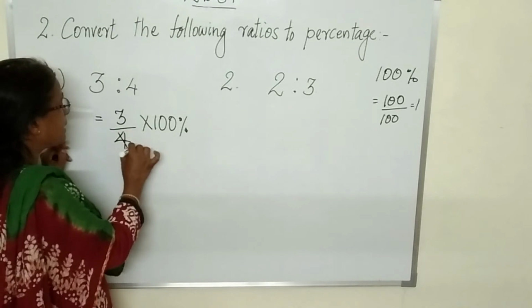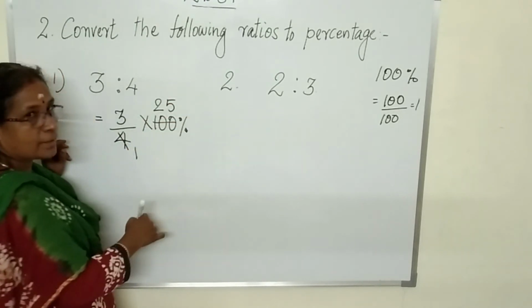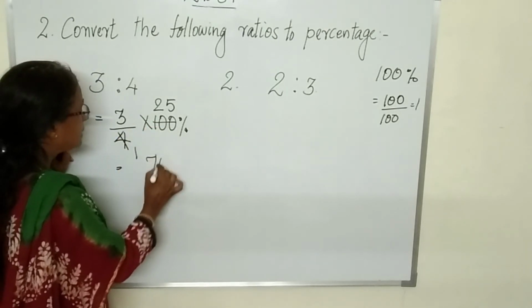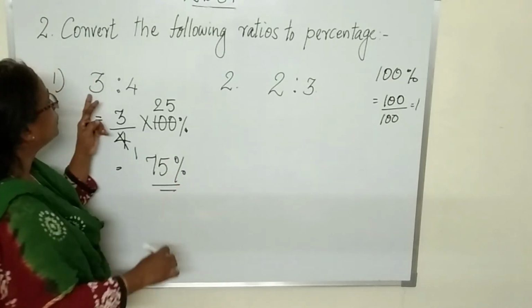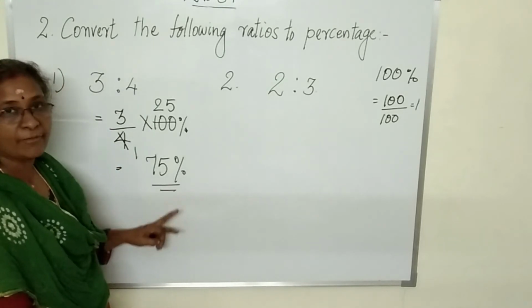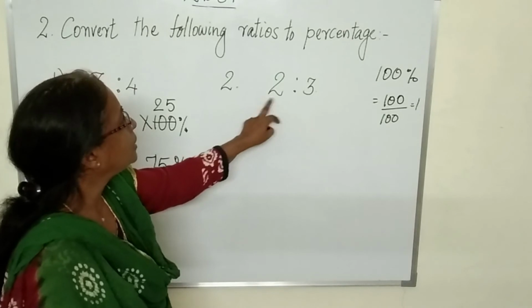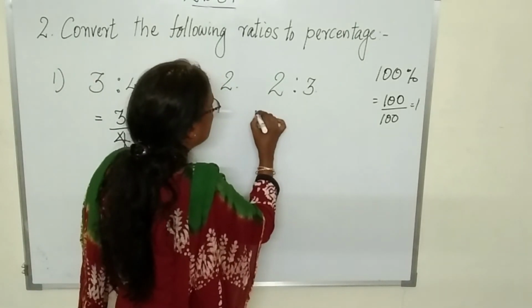Now 4 ones are 4 and 4 25s are 100. Now multiply it. 3 into 25, 75%. So 3:4 is equal to 75%.